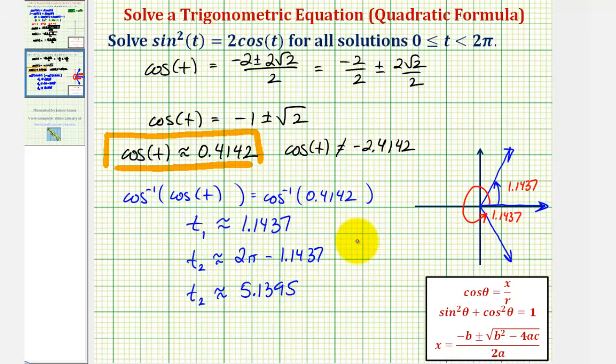So again, we have two solutions. The first solution is 1.1437 radians, and our second solution is approximately 5.1395 radians over the interval from 0 to 2 pi.